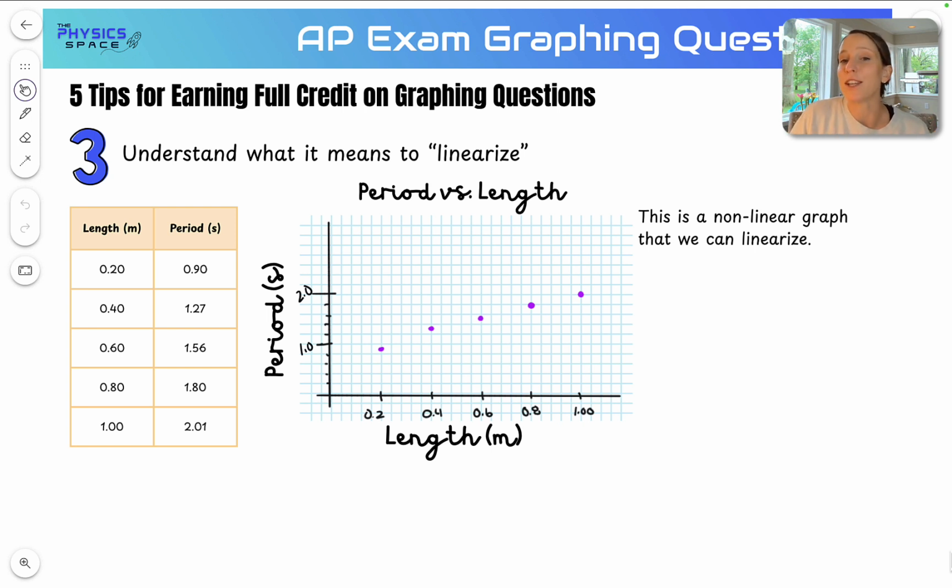By definition, what that means is we're taking a graph that is nonlinear, working to understand the relationship between the quantities that we have, and then creating a graph based on that that becomes a linear graph. I've plotted the points here on this graph, and if you were just looking at this really quickly, you might think, oh, this is a linear graph, no big deal, that's easy.